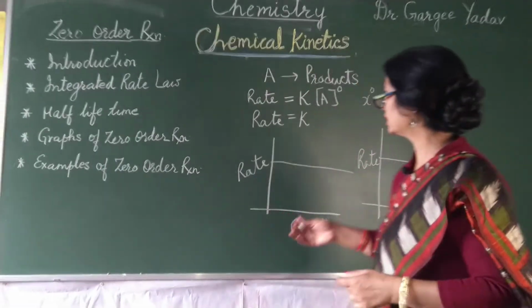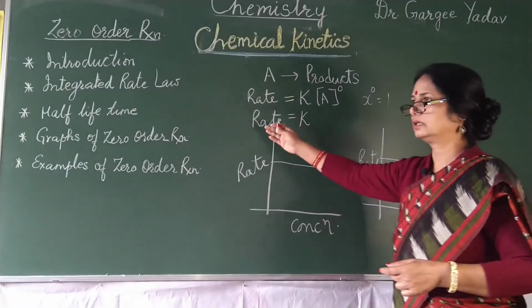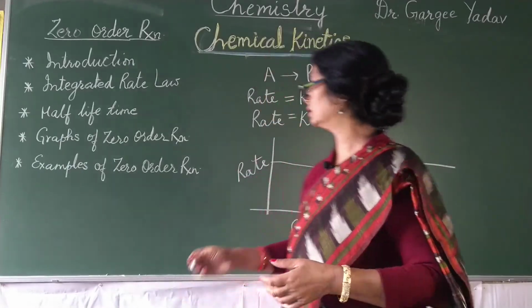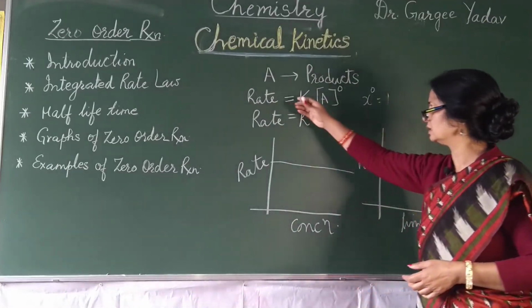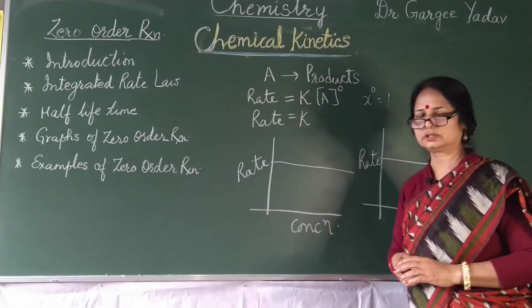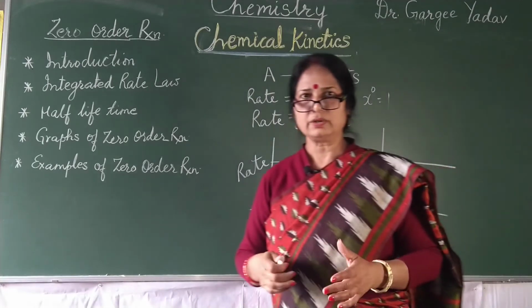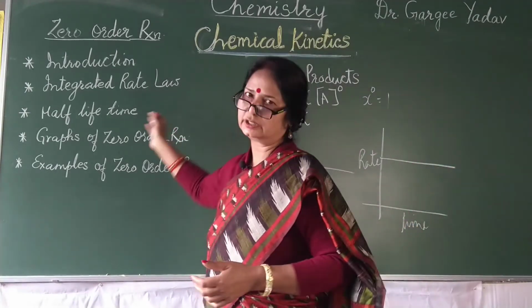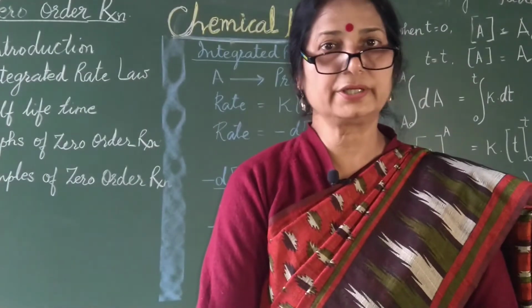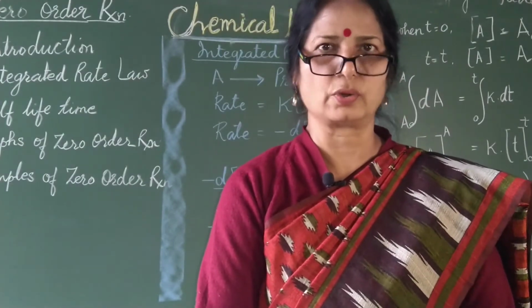So a zero order reaction is one in which the rate of the reaction does not depend on the concentration, and the rate law can be written in this way: the rate is equal to the rate constant. Now let's come over to the integrated rate law. Now I will tell you about the integrated rate equation for a zero order reaction.